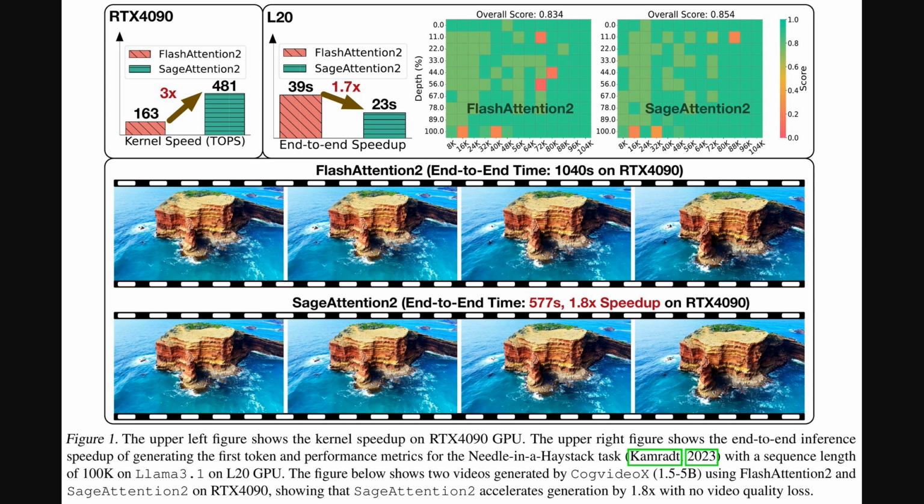And finally, the video examples at the bottom. They show SageAttention2 generating video frames almost twice as fast, 1.8 times faster, without any noticeable drop in the visual quality compared to the original method. So it's faster in practice, not just in theory.